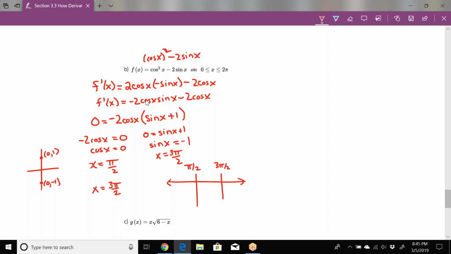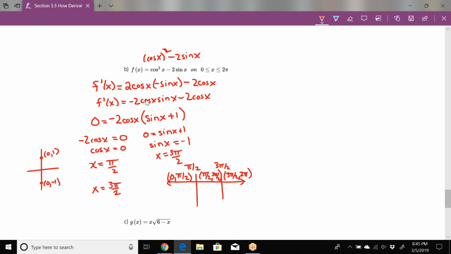So this is from 0 to pi over 2. This is from pi over 2 to 3 pi over 2. And from 3 pi over 2 to 2 pi. Okay. So remember, I'm not including brackets here because when you talk about something increasing or decreasing, it doesn't technically increase or decrease at an endpoint. So we're leaving that as open parentheses.